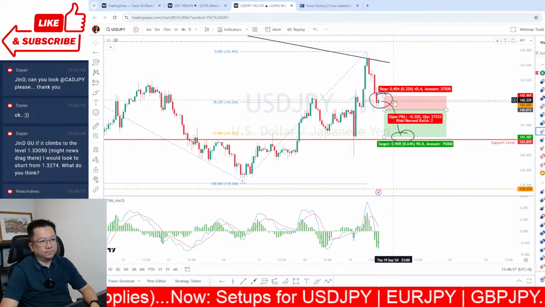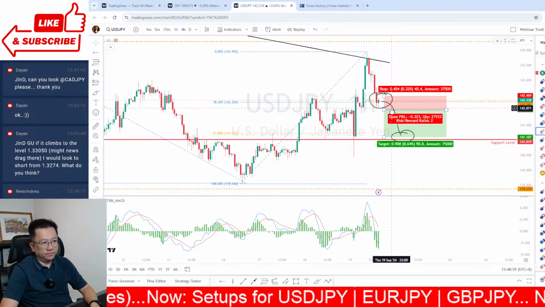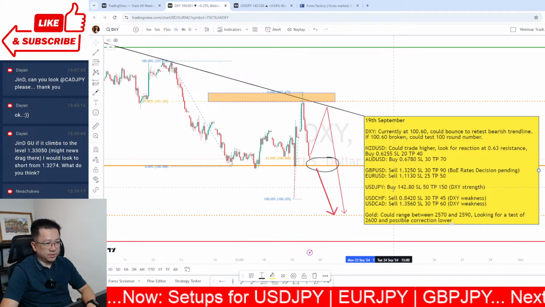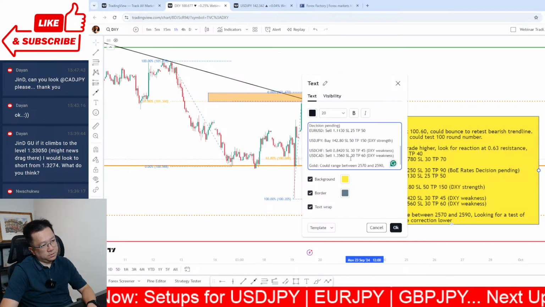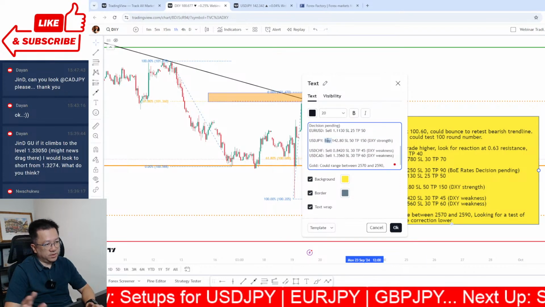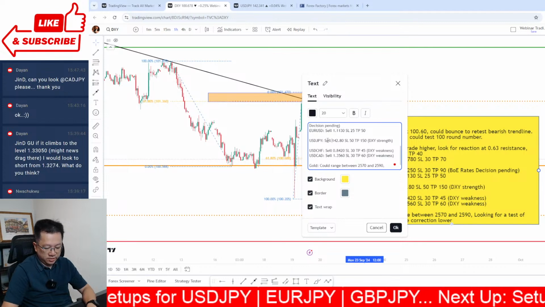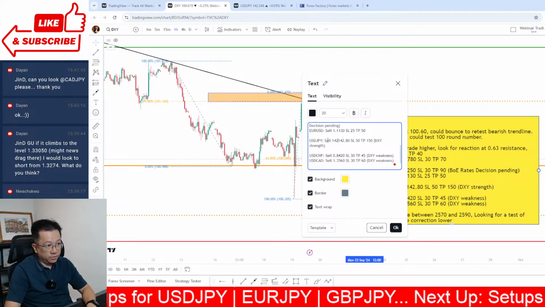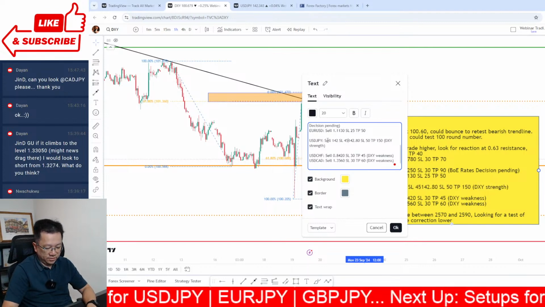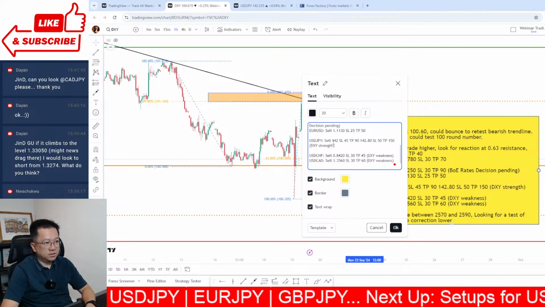But for now, 142, 45 to 90 to the downside. Okay, US yen looking to sell at 142. Stop loss 45, take profit 90 to the downside.